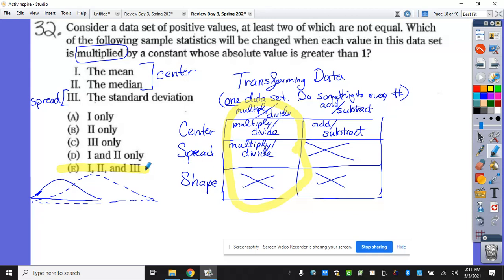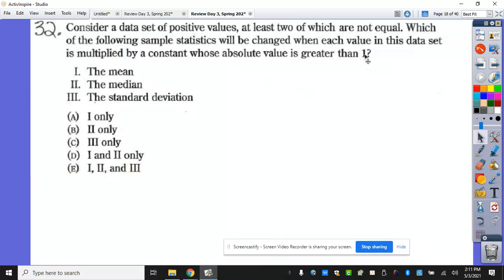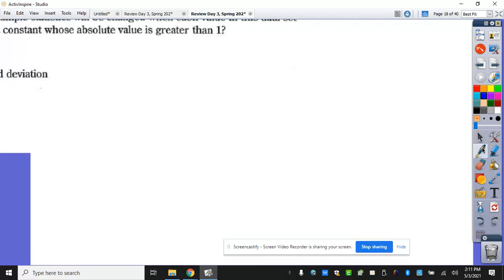And just because I wanted to write these two charts at the same time, I'm going to go ahead and talk about combining, even though it's not part of this problem. So that was transforming data, which means we took one data set and did something to all of them. When we are combining two independent random variables, so like distribution A and distribution B.